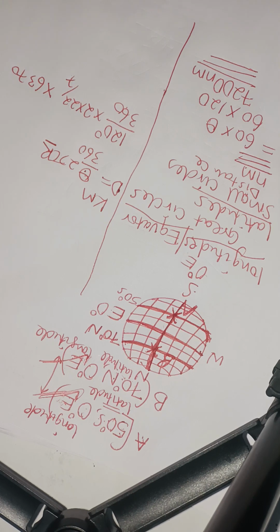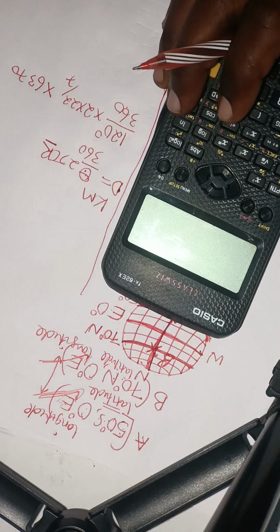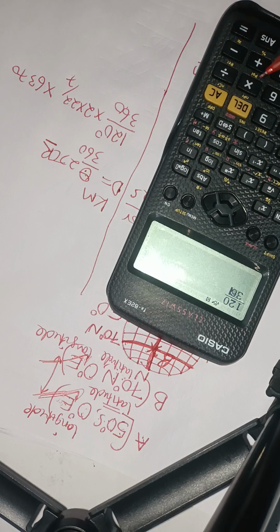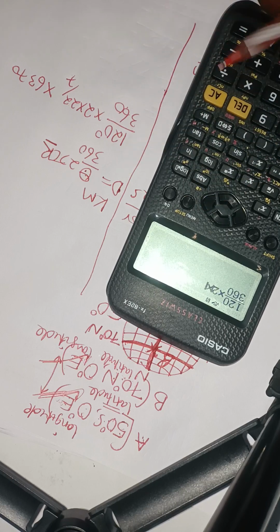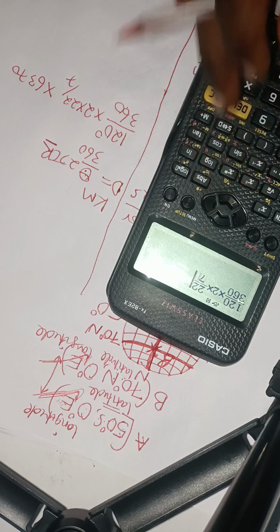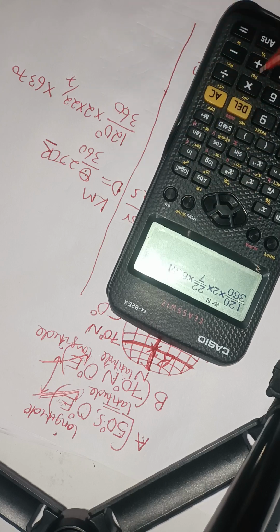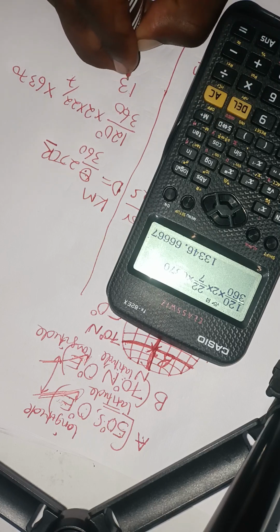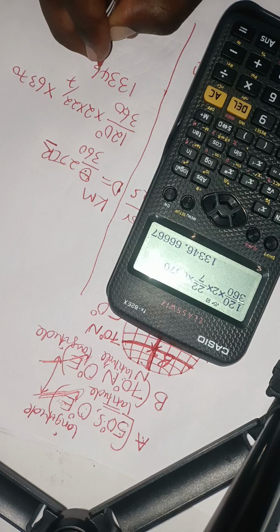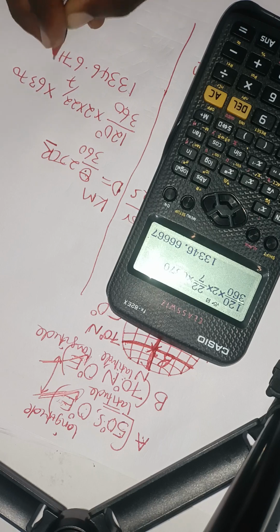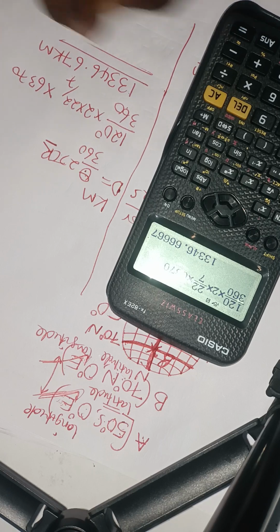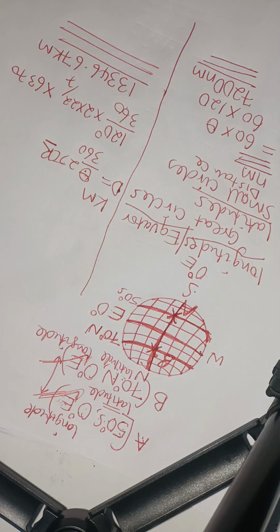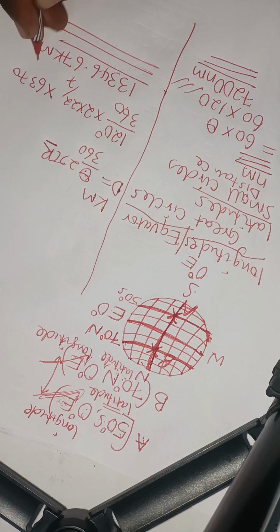So let's pick our calculator and get the answer for this question. We have 120 divided by 360 multiplied by 2 multiplied by 22/7 multiplied by 6,370. So that gives us 13,346.67 kilometers to 2 decimal places. So that's the distance between the 2 points in kilometers and as well in nautical miles.